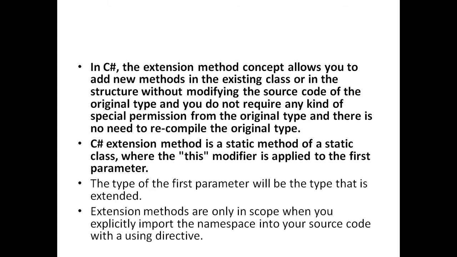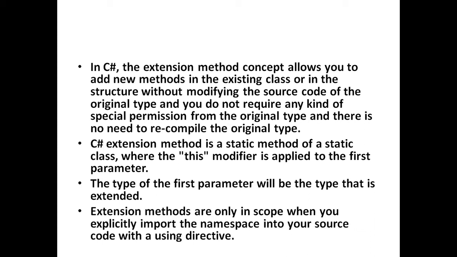C# extension method is a static method of a static class where this modifier is applied to the first parameter. The type of the first parameter will be the type that is extended. Extension methods are only in scope when you explicitly import the namespace into your source code with a using directive.